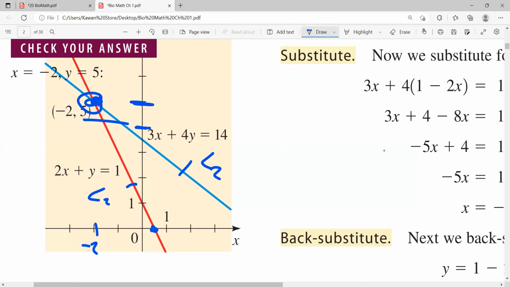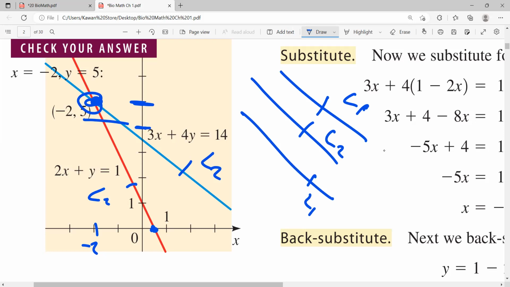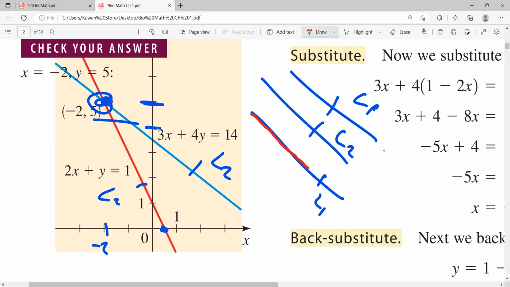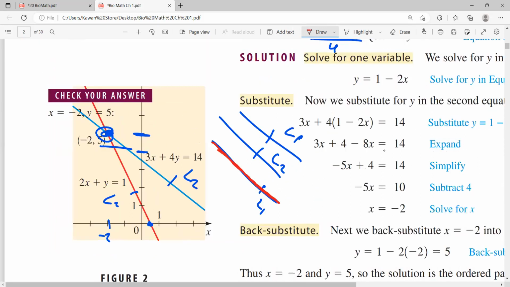Understood here? Good. Now, as we say, sometimes the lines are parallel to each other. Line number 1 is parallel to line number 2. Sometimes they coincide with each other. Line number 1 also coincides with line number 2. They are overlapping each other. There is no difference. So we have a different translation in mathematics for those situations. Look at here.